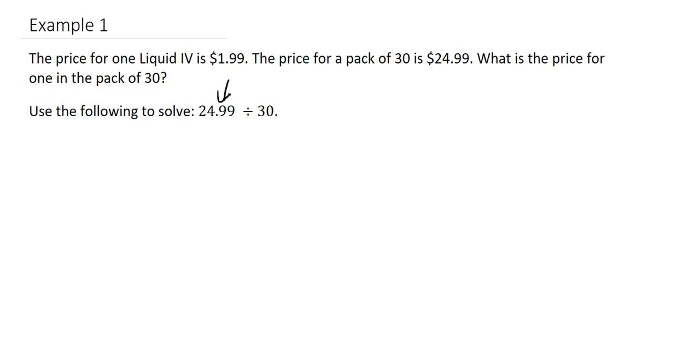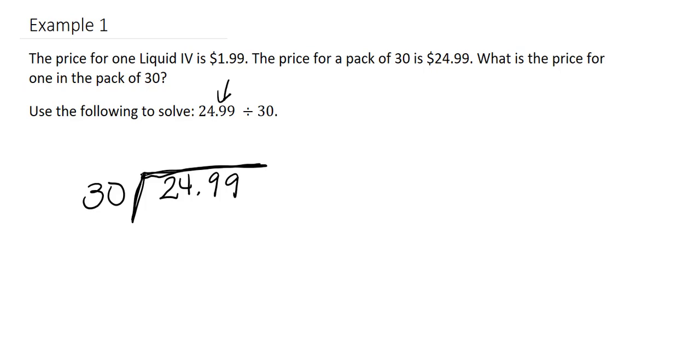So if we have $24.99, we need to divide that by 30 to get the price for each one. So we put 24.99 in our division symbol. Then we put 30 out in front, which is our divisor. So divisor, dividend. Now we're going to just divide, because we don't actually have a decimal in our divisor, so we don't need to do steps 1 and 2.